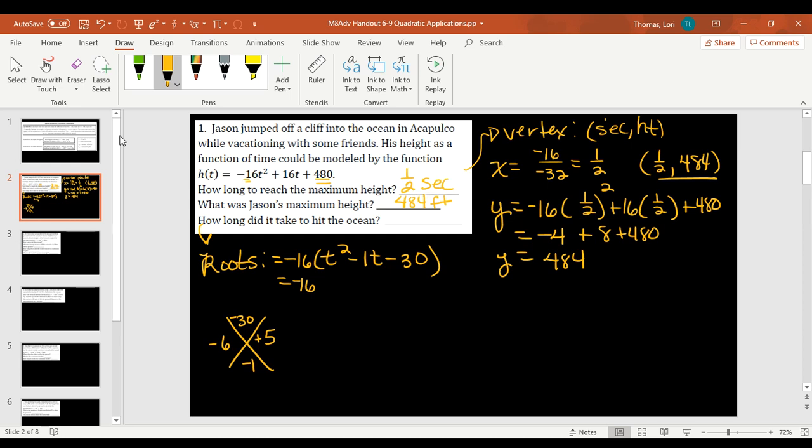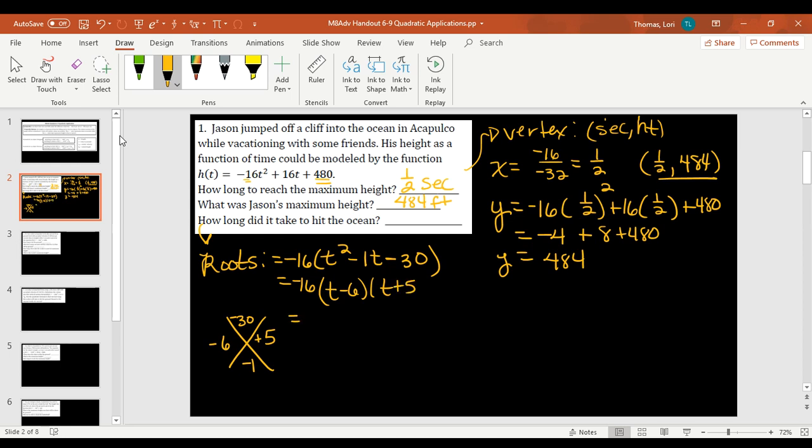-30 is your A times C value. -1 is your B value. The two numbers that multiply to give you -30 are -6 and 5, and we wanted the 6 to be negative because when we add them, we want -1. Fantastic. So I have t minus 6 and t plus 5.